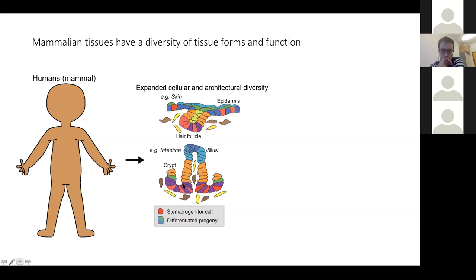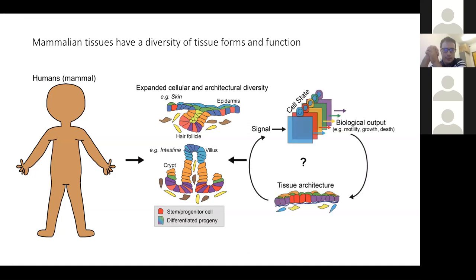I color code cells, for example, so a red cell is different than an orange cell, which is different than a yellow cell. And these cells have different functions. The question is, how do these cells come to be in the right place at the right time? And how has that influenced the whole function of the tissue?